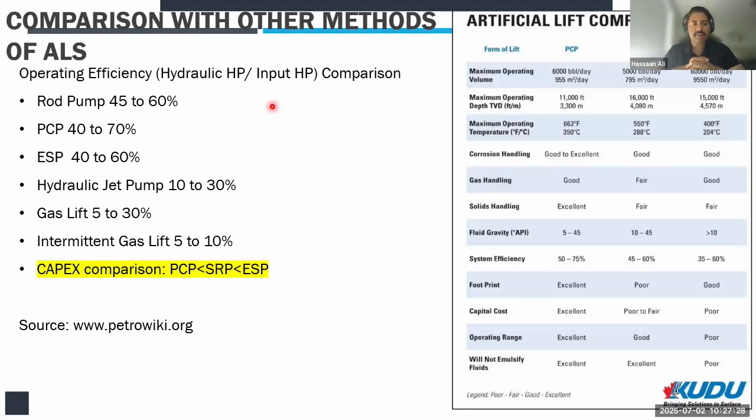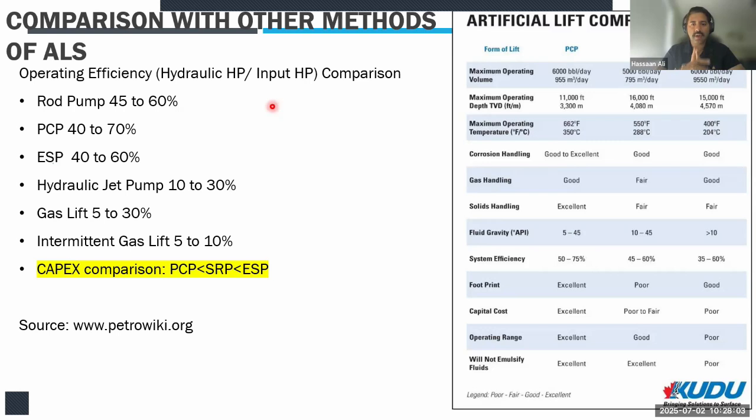So this is just a comparison between operating efficiency. The rod pumps have efficiency of 45% to 60%, considering the energy losses on the prime mover, all the way from the surface to the downhole. PCP can go all the way to 40 to 70%. ESPs are usually 40 to 60% efficient with the induction motor. And then gas lift is really, really inefficient, 5 to 30%. In terms of capital expenditure, PCPs are one of the cheapest methods of artificial lift, followed by sucker rod pump, followed by the ESP.